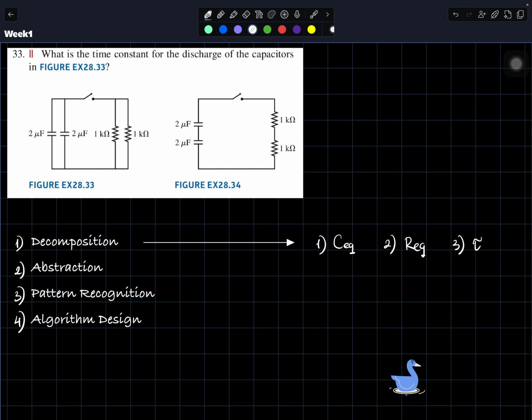And for abstraction, I ignore everything except the component values and how they are connected. I don't need to worry about initial charge or voltage here, only the structure of the circuit matters for finding tau. So in abstraction, we will be focusing on essentials.